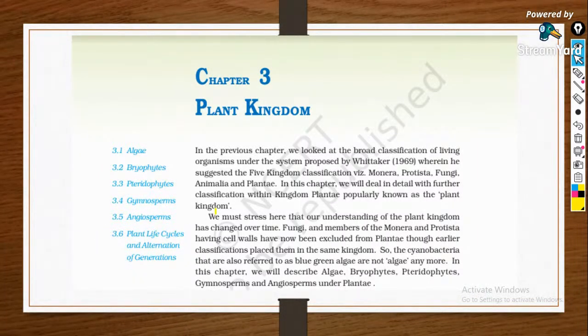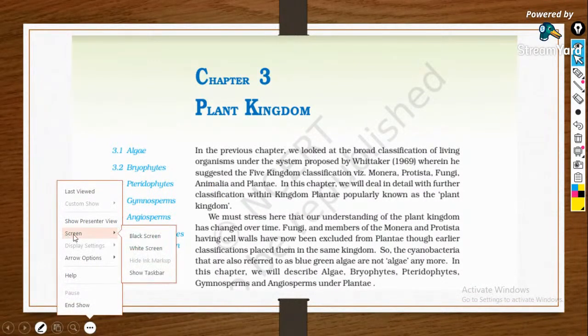So the earliest attempt at classification of the plant kingdom was done by a scientist named Eichler. Eichler made the earliest classification, and he classified the plants into two: cryptogamy and phanerogamy.